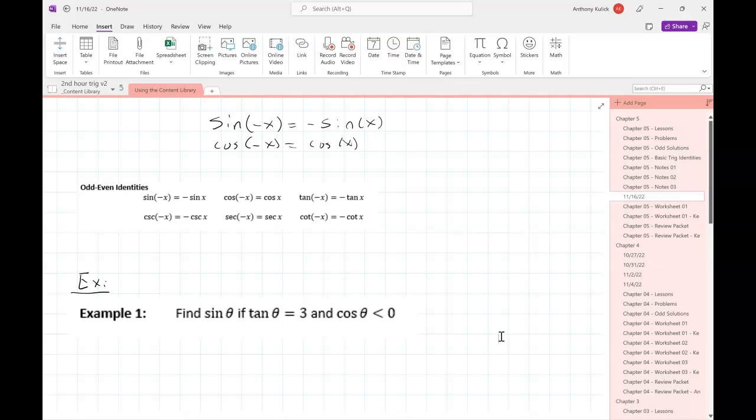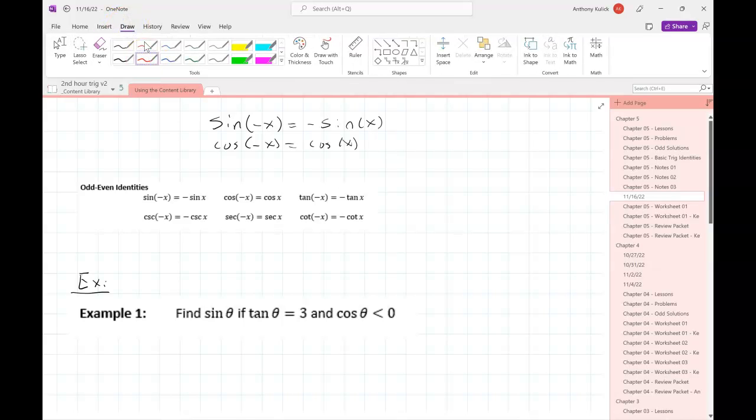So here it says find sine theta if tangent of theta is equal to 3 and cosine of theta is negative. So this was something that we did way back in chapter 2. Let's just review how we did that back in chapter 2.